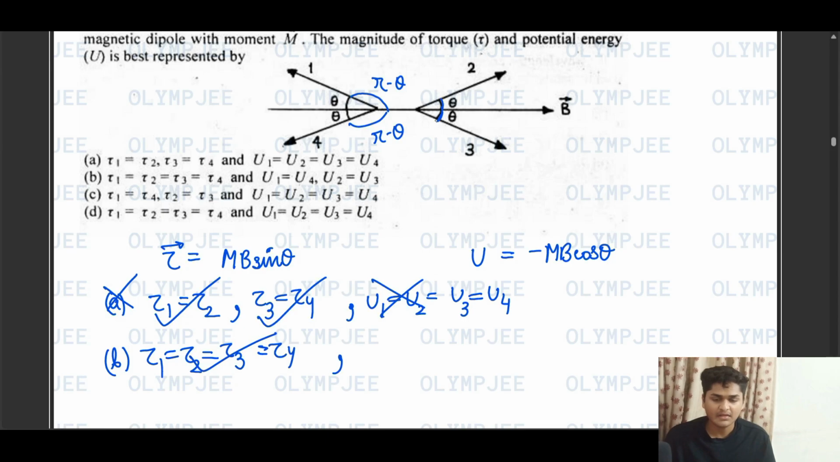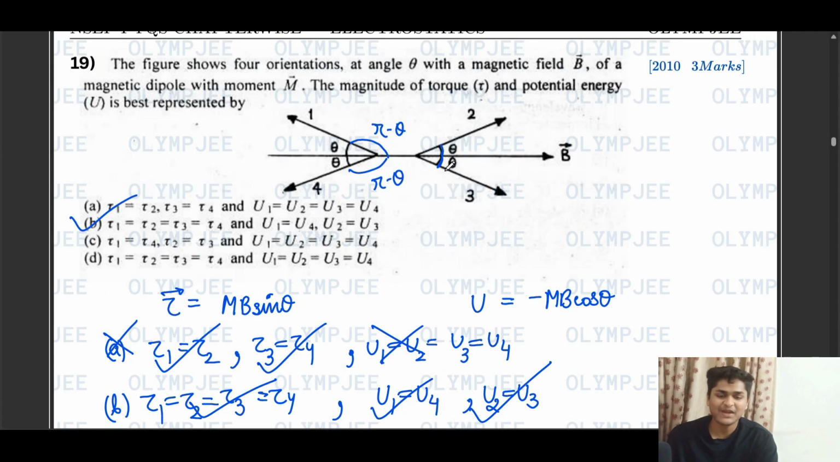Remember that this is not minus theta, this is theta only between the vectors. And u1 is equal to u4. Let us check this. u1 has an angle of pi minus theta and u4 also has pi minus theta, so this is correct. Cos will be equal since angle is equal. u2 is equal to u3. This is also correct because both the dipoles have angle theta with the field, so this is correct. So option B is correct. So we need to be careful to not take this as minus theta.